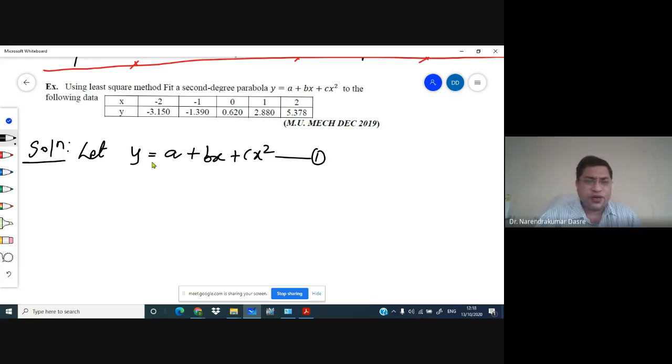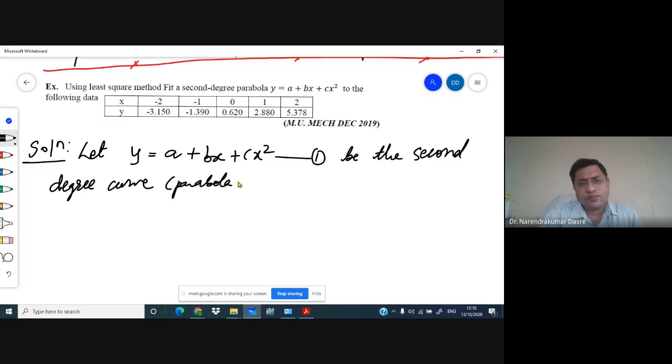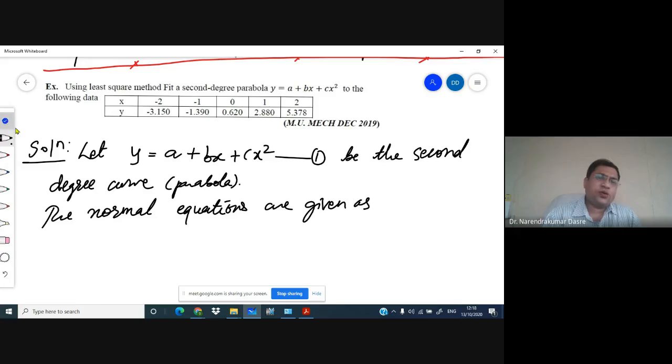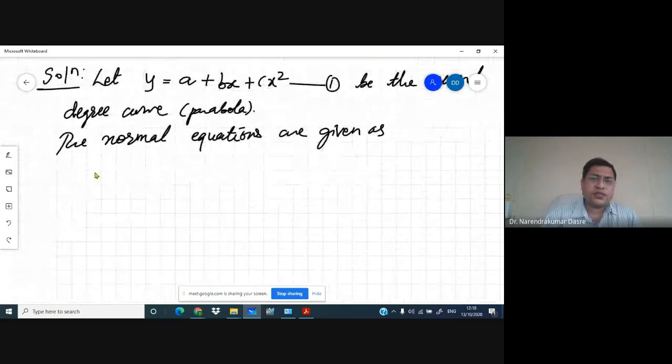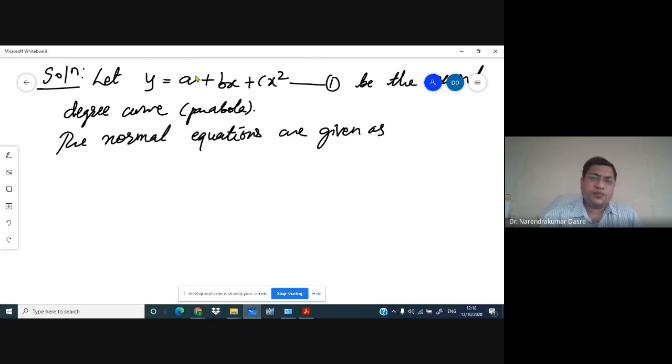So we have to use the given equation, y is equal to a plus bx plus cx square. Again, it is a second degree curve, which is a parabola. So what we can say is the normal equations are given as follows. That's why I have told you how to write the normal equations. Normal equations we have to write from the equation of the given curve.